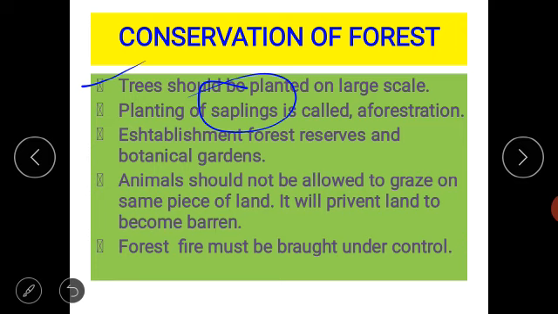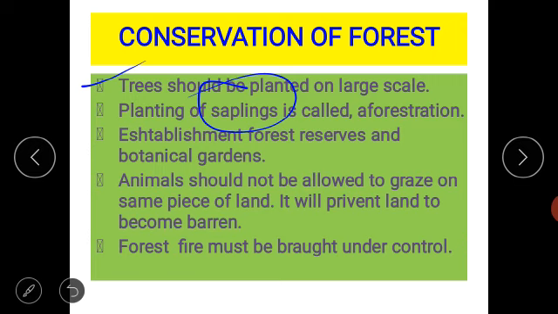Establishment of forest reserves and botanical gardens. Yes, it is also a very important and effective factor. We can establish more and more forest reserves by afforestation, and also we can plant botanical gardens, and we can conserve the medicinal plants and herbs in the botanical garden.